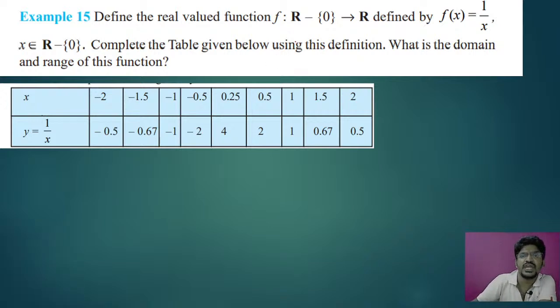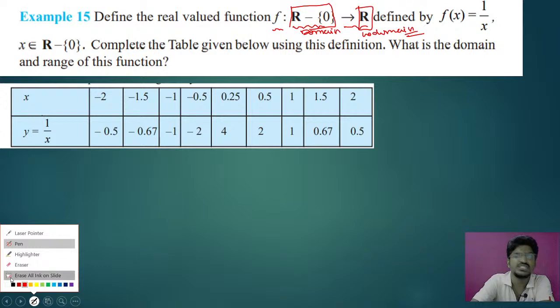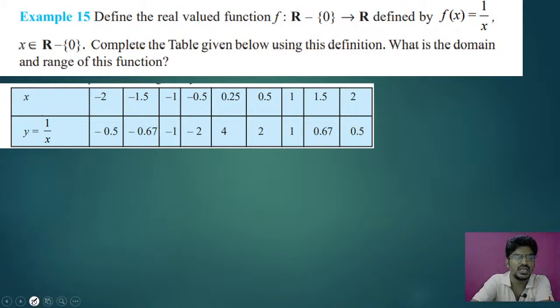Example 15 is defined as f from R minus singleton set 0 to R. This is the domain and this is the codomain. Okay. Let us see the range from the graph. Clear? So domain is R minus singleton set 0. Codomain is the real number set.